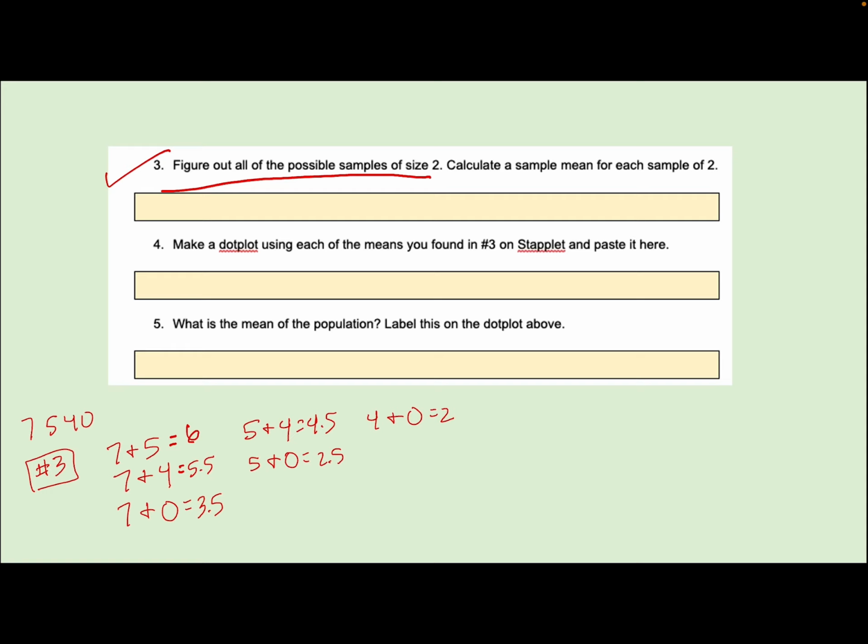All right. From here, I ask you to make a dot plot of those means and paste it, and then also find the mean of the population, label that on your dot plot. I'm going to go ahead and do that together down here. I'm not going to use Stapplet because I'm just writing on my iPad, but I'll make a nice sketch. You can certainly do that as well. Let's see, it looks like my means are going from 2 up to 6. I'm going to try to put these as to scale as I can. All right.